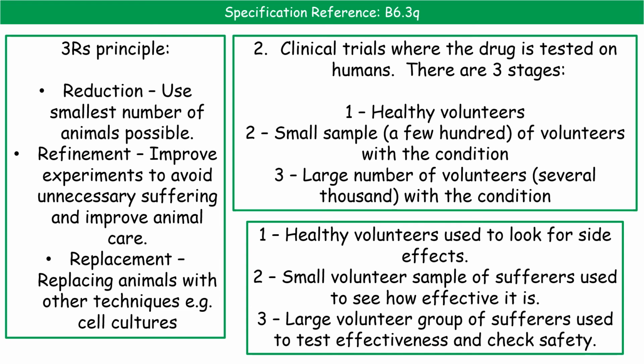If we pass the animal trials, then we're going on to the clinical trials. Now, clinical trials are the ones involving humans. There are 3 stages to them. First one, healthy volunteers, and we're going to give them our drug to see if there's any side effects. Secondly, we then test a small sample of volunteers with our desired condition, and we're doing that to see how effective our new treatment is. If it all goes well there, we move on to stage 3, the large number of volunteers with our condition, and that's again just to test the effectiveness, and check for safety in a large group.